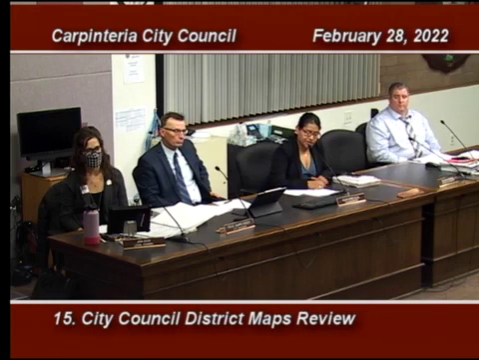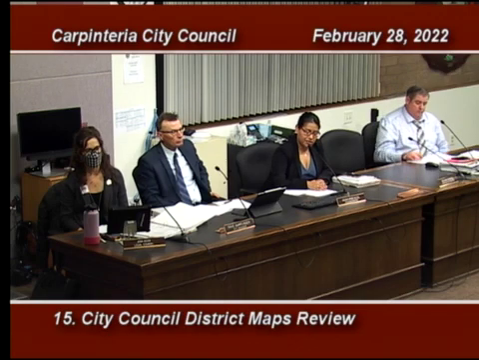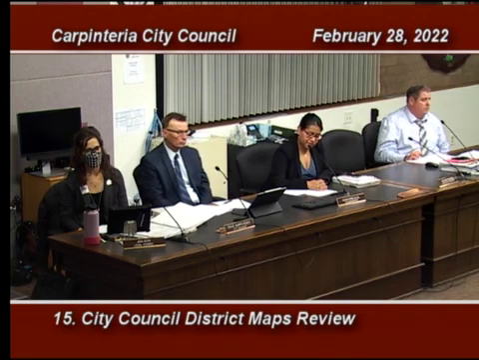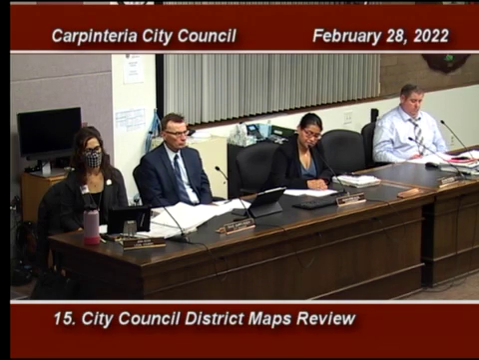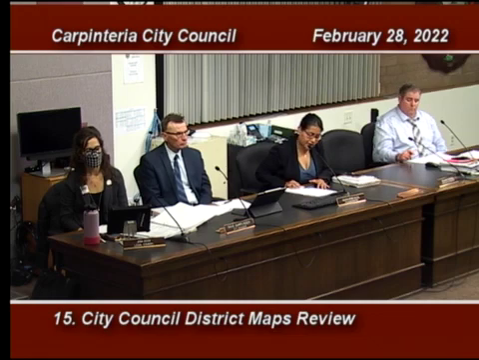An unchanged final map plan must be posted for the public at least 7 days before it can be adopted with a final vote. After the adoption of a plan at the March 28th meeting, City Council will also select the sequencing of elections, which is when each district will be up for election.